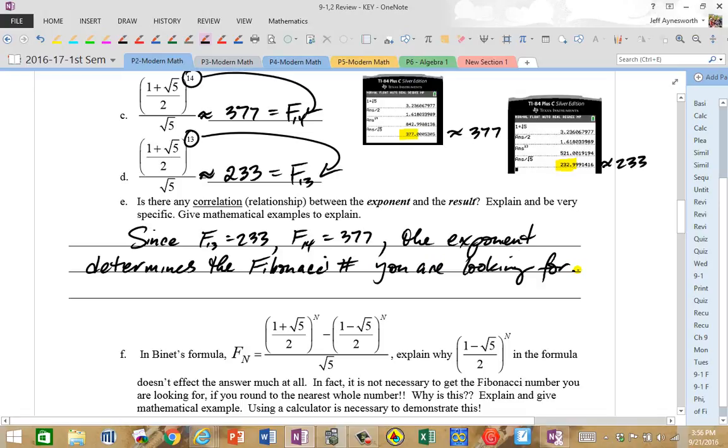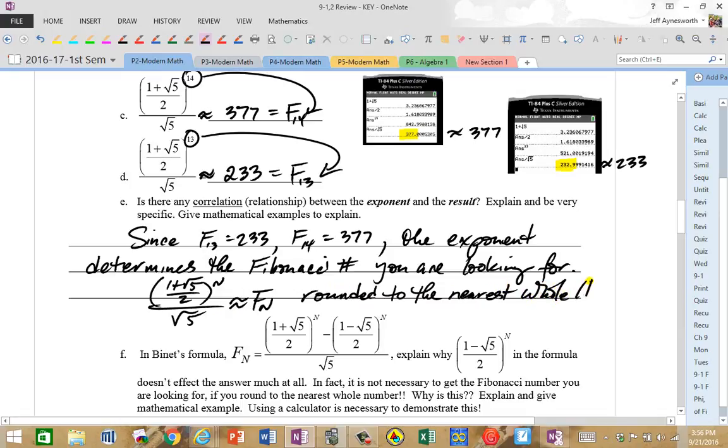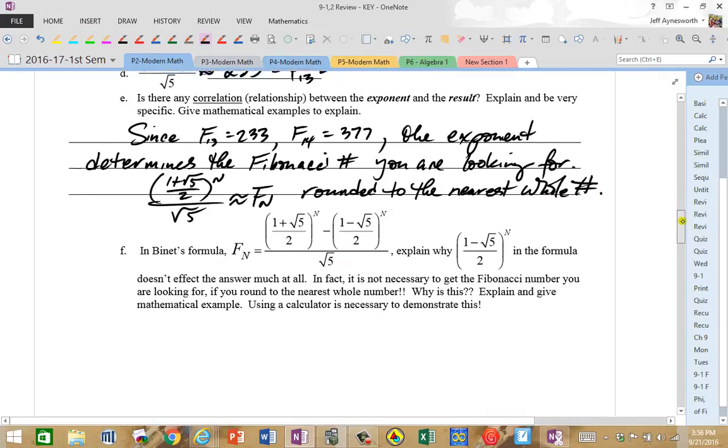All right, so what I'm saying is ((1 plus root 5) divided by 2) raised to the nth power, divided by root 5, is approximately equal to f sub n, if you round it to the nearest whole number. Okay, so there you go. There's my conclusion right there.